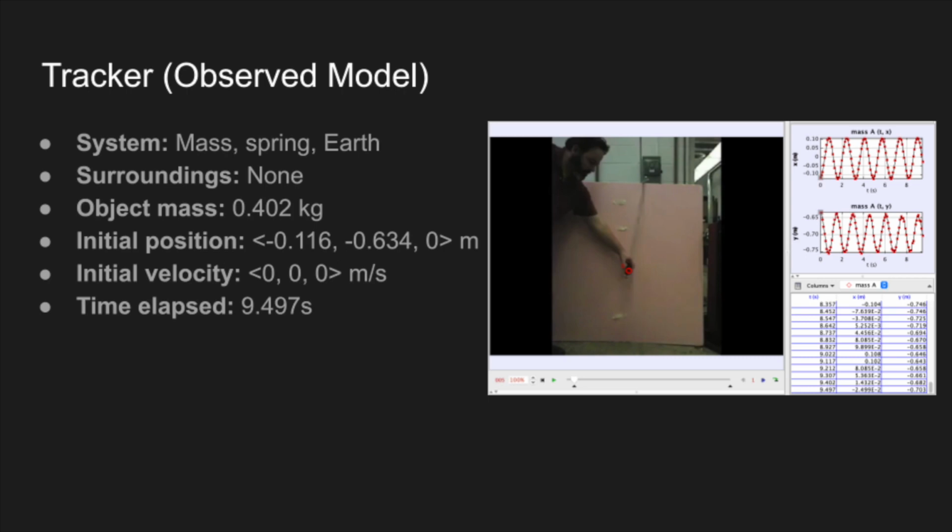Okay, for Tracker, we have our system. Like I said, it's just mass, spring, and Earth. There are no surroundings. The mass of the object was 0.402 kilograms. The initial position was x negative 0.116, y negative 0.634 meters, and the initial velocity was 0 meters per second, and the time elapsed was 9.497 seconds.